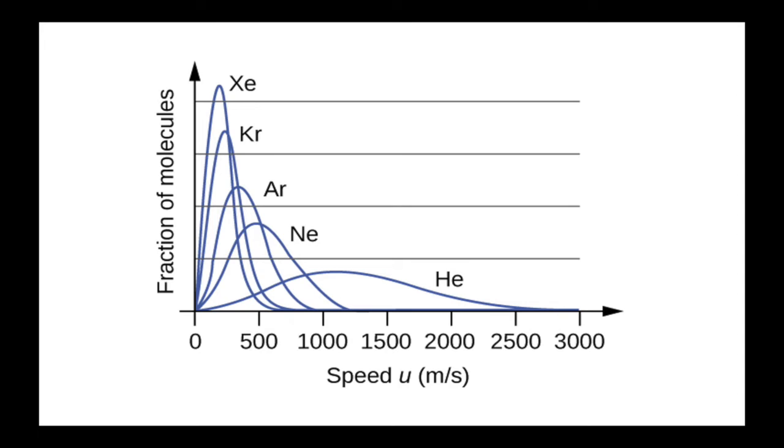In this diagram, we have several different noble gases, and they're very different sizes. Assume that they are all at the same temperature. We can see that although the average kinetic energy is the same, and that's because the temperature is the same, the average speed for xenon, a very large atom, is much slower than the average speed of helium, which is a very small atom.